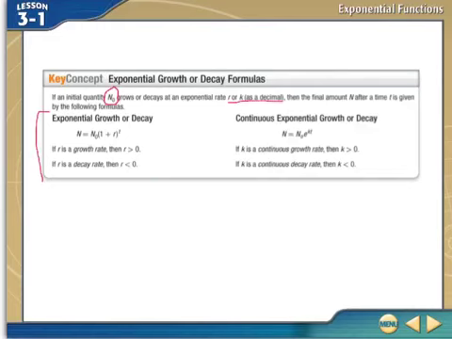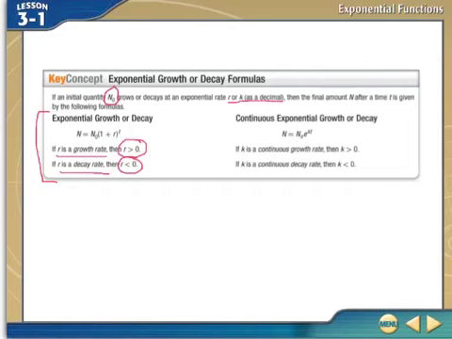The formula we'll use for exponential growth or decay, if r is the growth rate or the decay rate, okay, growth implies that r is going to be greater than 0. The decay rate implies that r is less than 0. So if you have a negative r value, the quantity is decreasing or decaying. If r is greater than 0, then the initial amount is going to be growing or increasing.